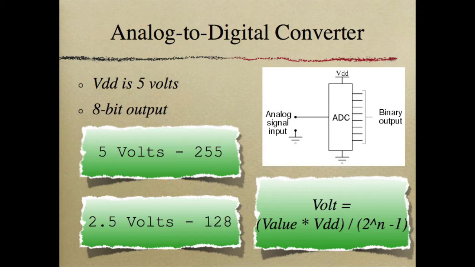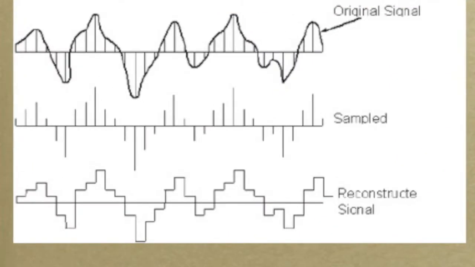And if it is somewhere in the middle, like if you observe 2.5, we would see 128 from our binary output, right? If we keep on sampling the data, we can also reconstruct signal in a digital term, like in this one. We have an input signal. We keep on sampling with our analog to digital converter, then we can create a square wave that looks similar to the original signal.